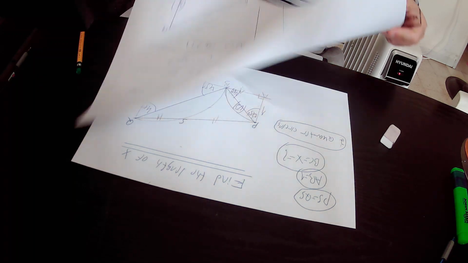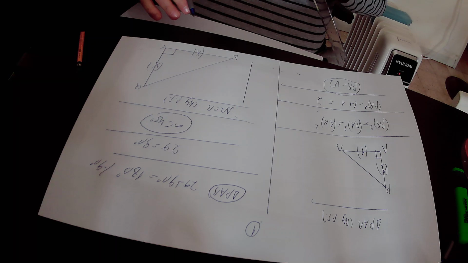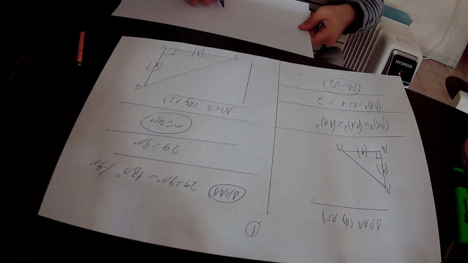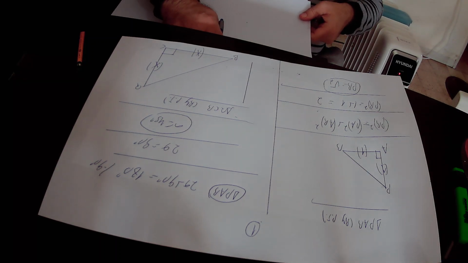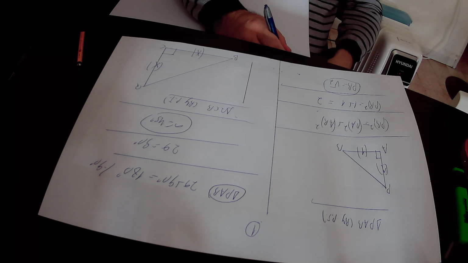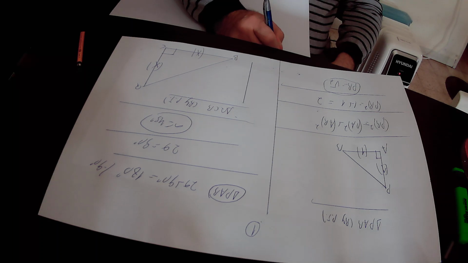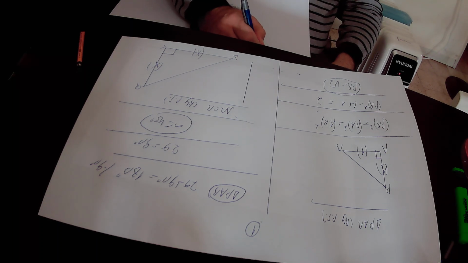So actually, this is the right triangle QCB that I copied from the original drawing. In this right triangle QCB, according to the Pythagoras theorem, QB squared equals QC squared plus BC squared.